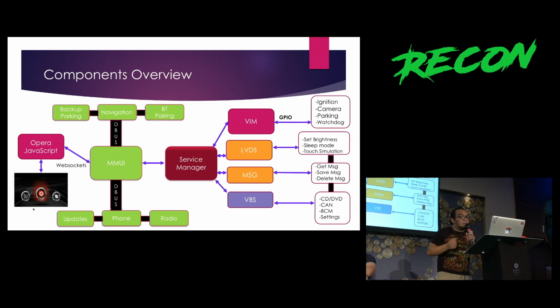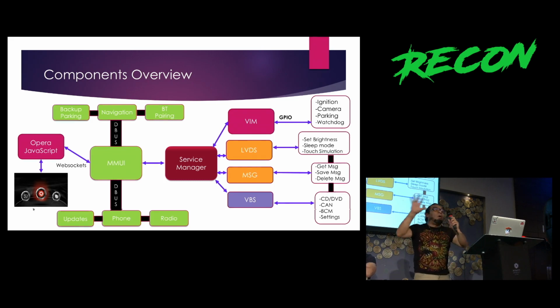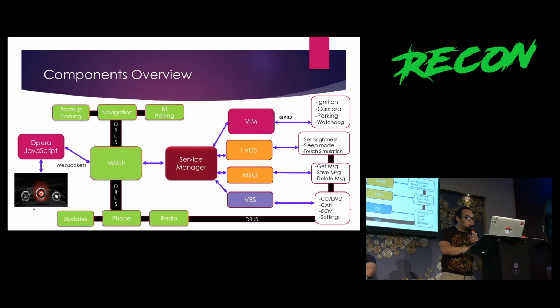And finally, the VVS, which is all related to the CD, DVD, the body control module of the car, and the settings of the car. Like if you want to go to the dealer for maintenance next month, you need to set up a threshold. That's the kind of thing this module controls. But it's just a brief overview of this whole thing going on inside.